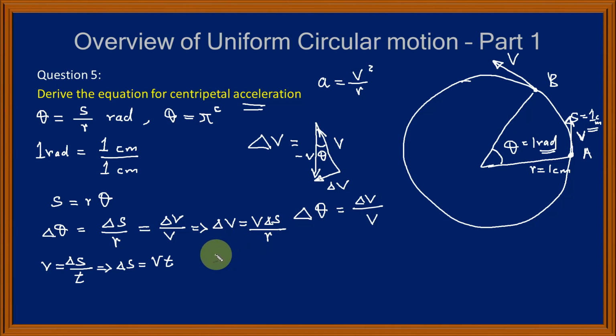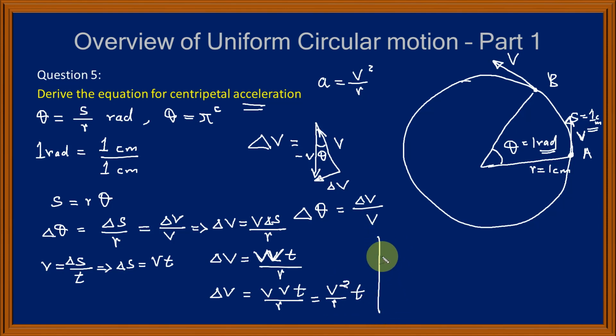So I'm going to have delta V equal to V, and instead of delta S, I'm going to have V times T. So I've got a V times another V divided by R. Let me write it carefully here. Delta V is going to be equal to V times another V times T over R, and this will be equal to V squared over R times T.